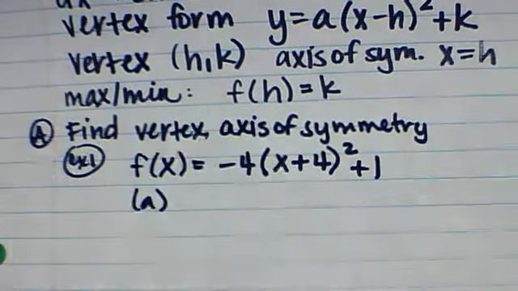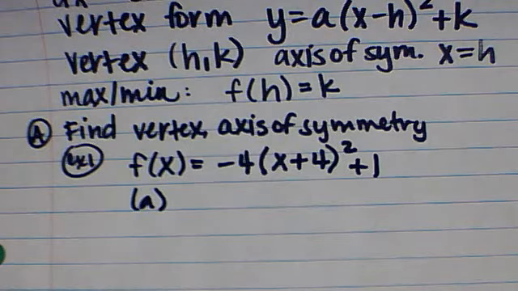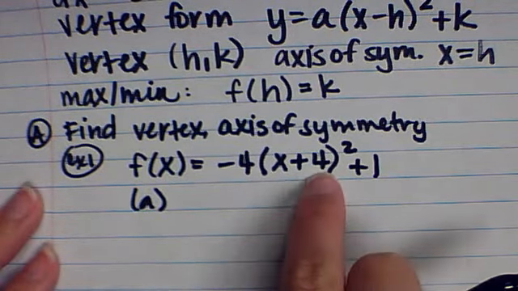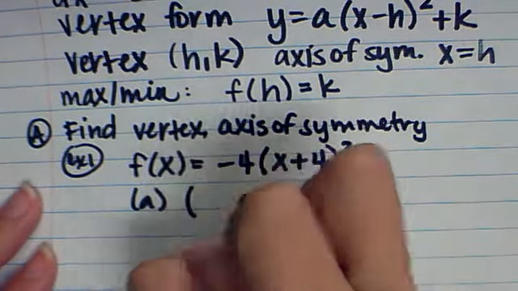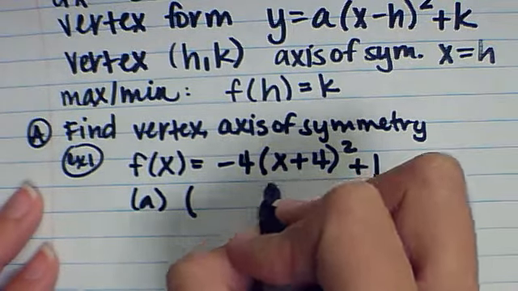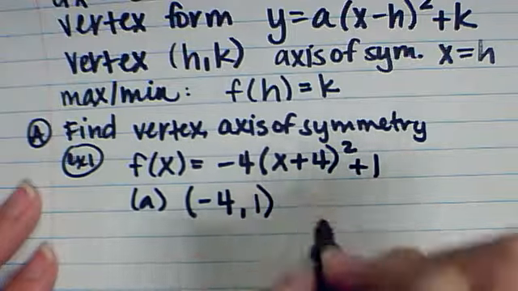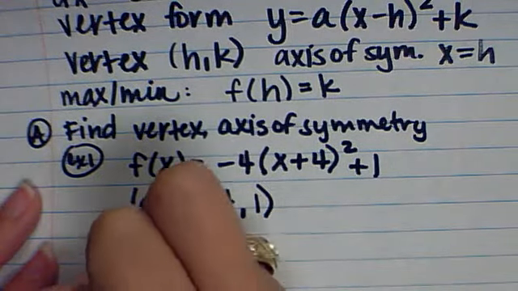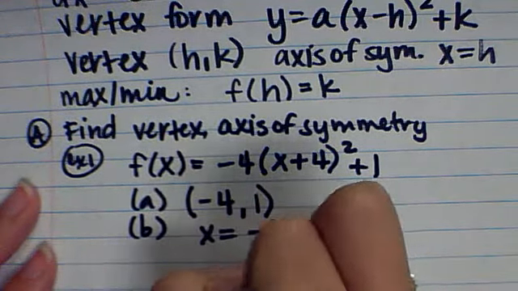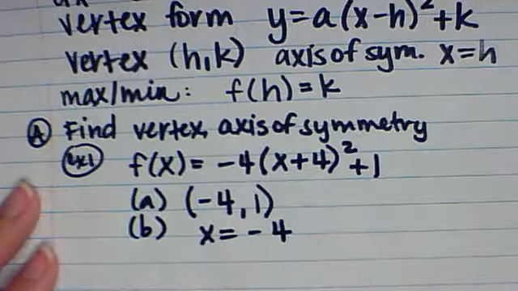Part A is to find the vertex. Remember, we're going to take that straight from the equation. We're going to pull out the h and k. So we're going to take out this 4. Notice the sign is positive, so it's a negative 4. Remember we said we were going to flip that one and leave the second one. So it's (negative 4, 1), which means our axis of symmetry is x equals negative 4.